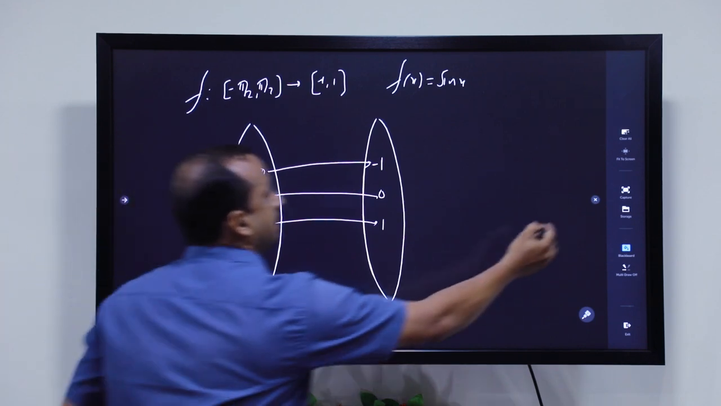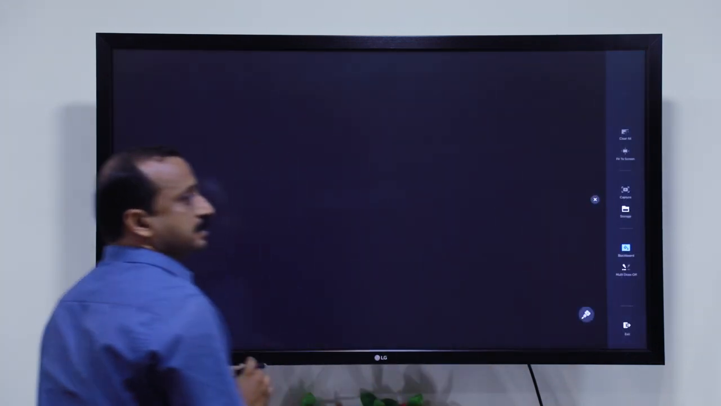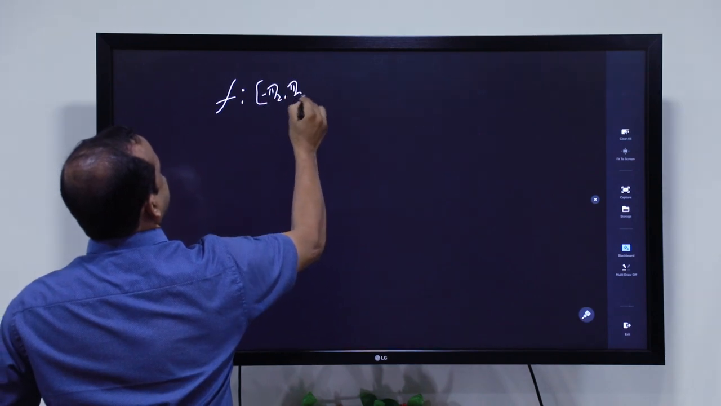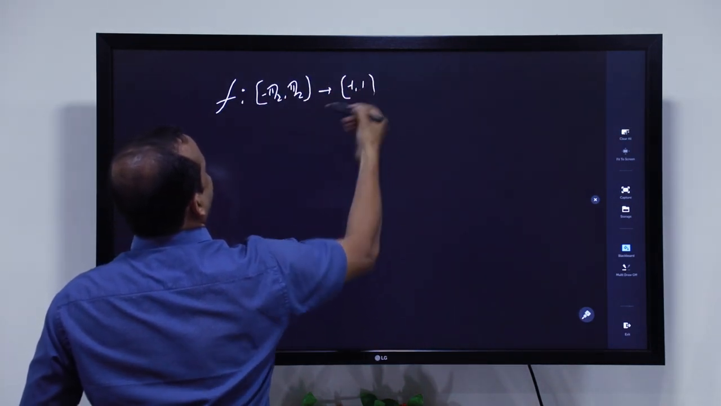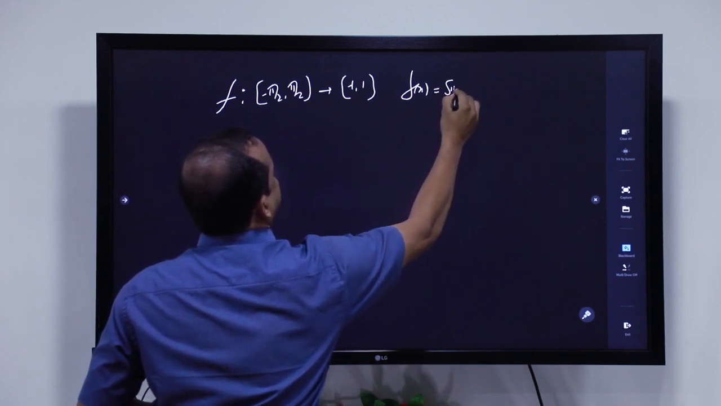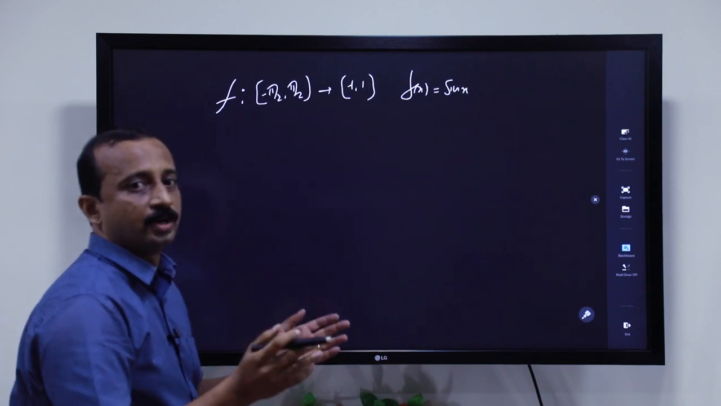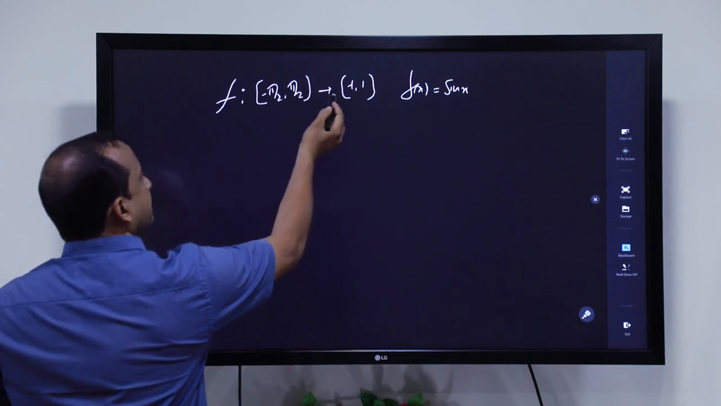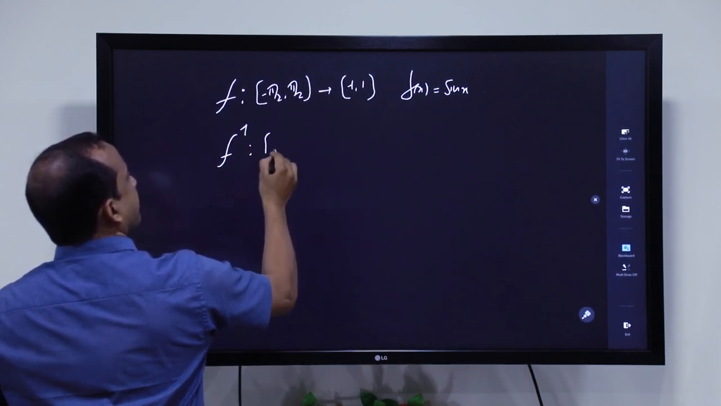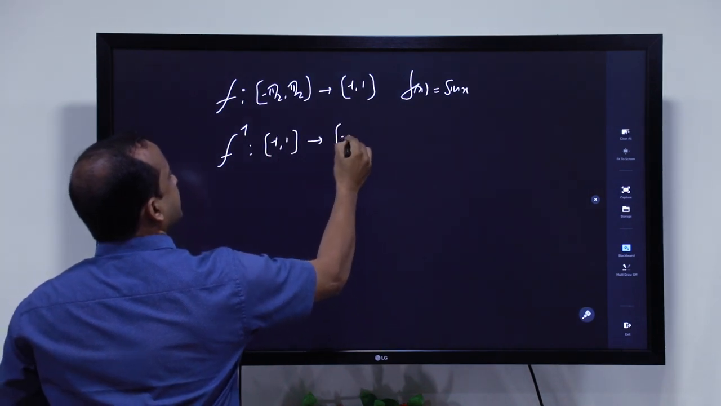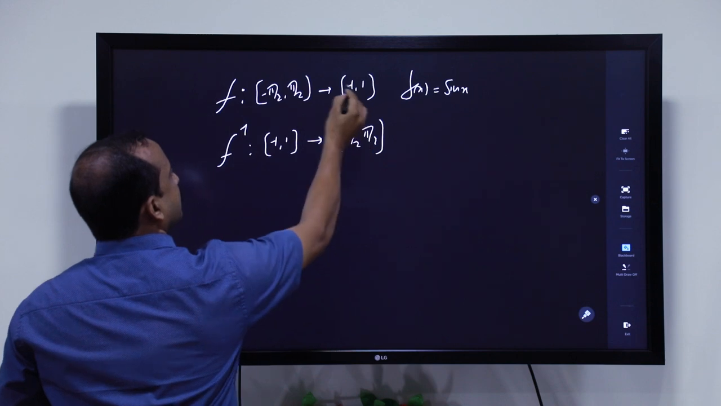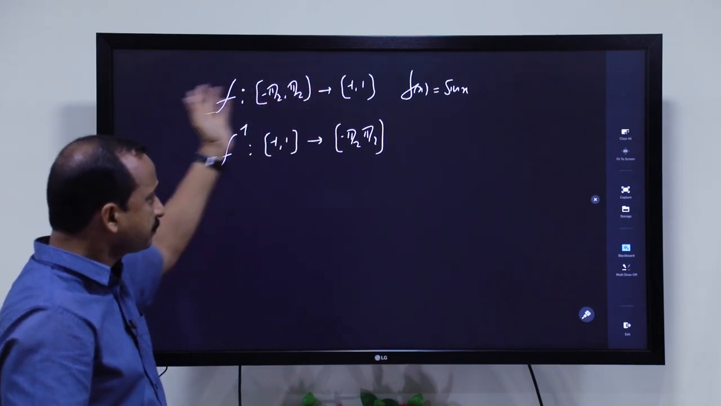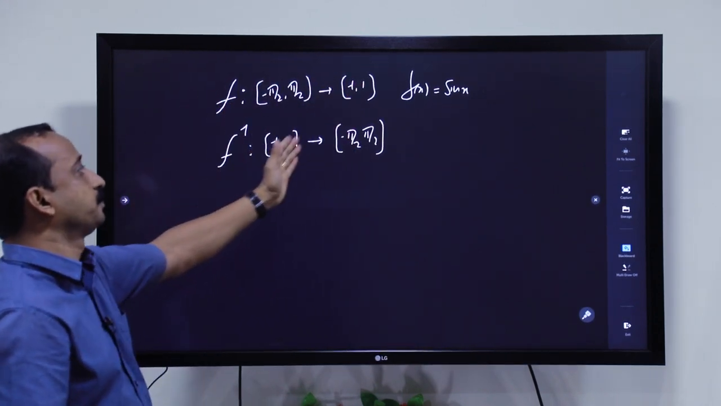That means for this function the inverse exists. That is a function f from minus 90 to plus 90 to minus 1 to 1. When f of x equal to sin x is defined like this, the function is clearly 1-1 and onto and the inverse exists. That means the function is bijective. At that time we define an inverse function from minus 1 to 1 to minus pi by 2 to plus pi by 2. Because the given function is 1-1 and onto, we define an inverse function from minus 1 to 1 to minus pi by 2 to plus pi by 2.